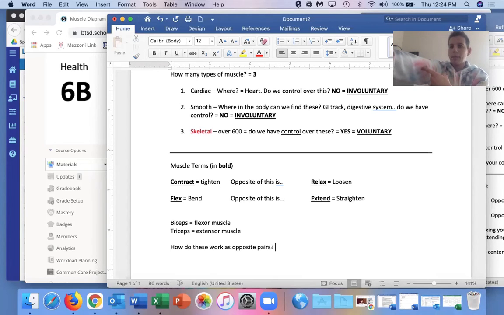If my biceps is contracting and tightening up, what happens to my elbow, my arm? It's going to flex. It tightens. I said flex. My biceps tightens. Yeah, it contracts, and then my arm flexes. It bends right here. Okay. While that's happening, when your biceps brachii contracts, your triceps brachii relaxes. That's how they work as pairs.